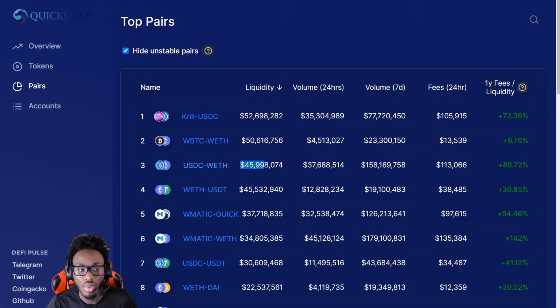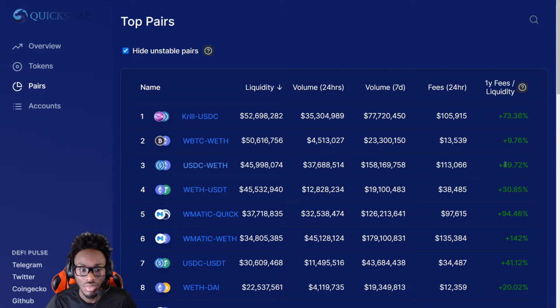And you can see people have provided almost $46 million worth of liquidity, meaning money for trading. And you can see the trading volume for this pool. So $37 million have been traded. And then you can see how many fees were incurred. So this is how many fees people paid in the past 24 hours swapping US dollars for Ethereum.